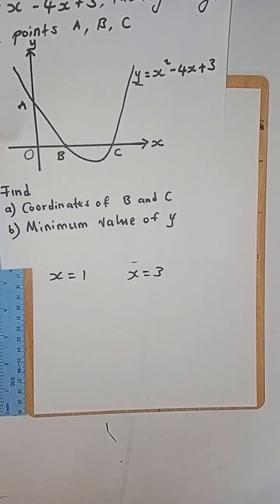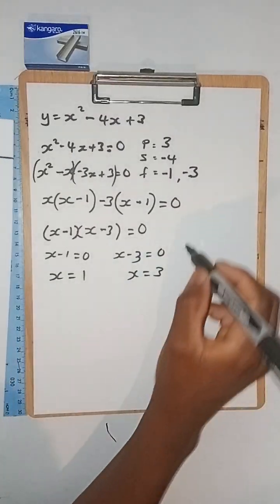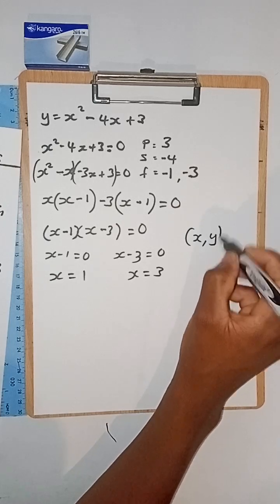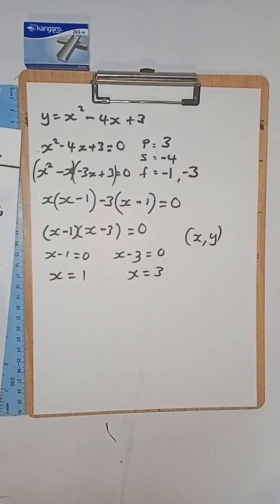But here we are told to find the coordinates. Coordinates, we know that it is x comma y. So begin with the x-axis, then the y-axis.